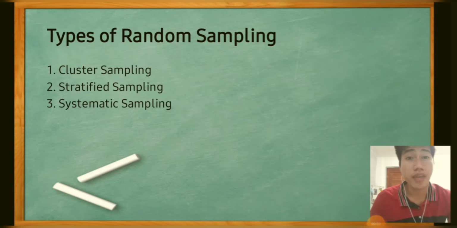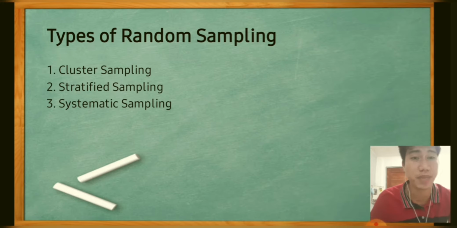There are types of random sampling. There are three types: first is cluster sampling, second is stratified sampling, and third is systematic sampling. Again, these are cluster sampling, stratified sampling, and systematic sampling.